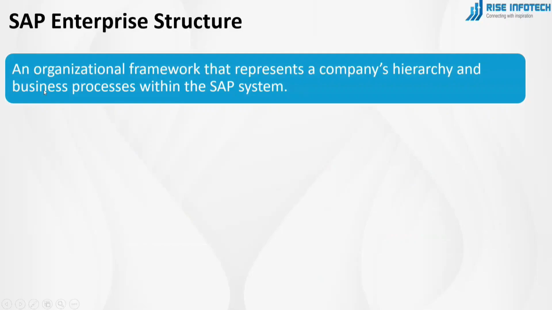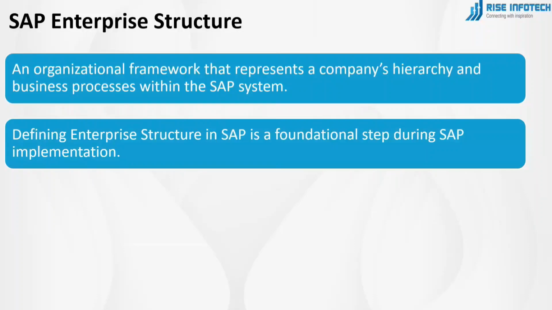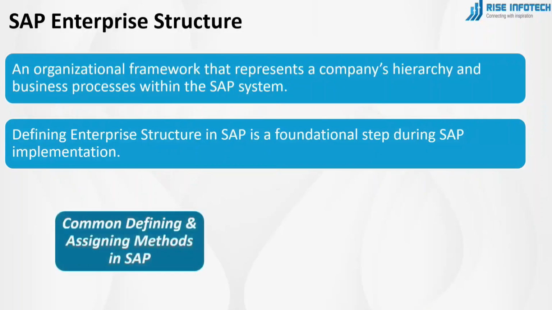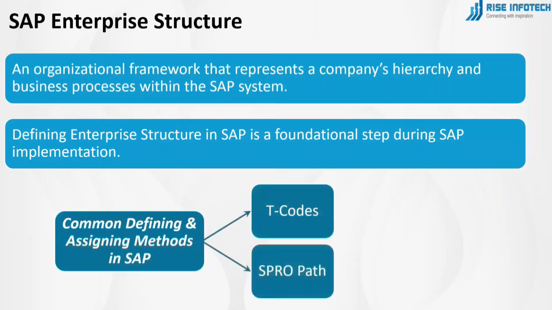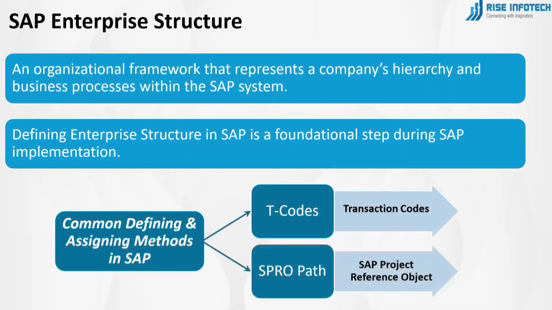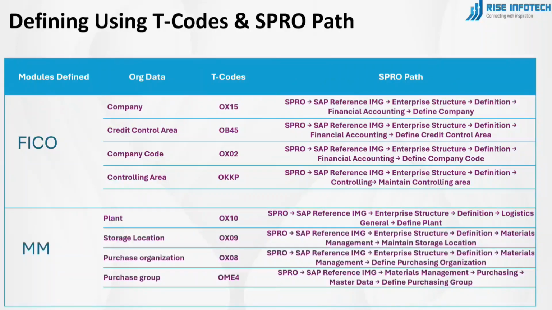Moving to the SAP enterprise structure. It is the structure we develop within an organization to process and develop the business process using the SAP system. Defining the enterprise structure is the key step in SAP implementation. That is the foremost activity that we will be doing in the SAP system. There are two different methods to define and assign the enterprise structures: using T codes and the SPRO path. T codes are transaction codes, and SPRO is the SAP Project Reference Object. These are the T codes and SPRO paths.